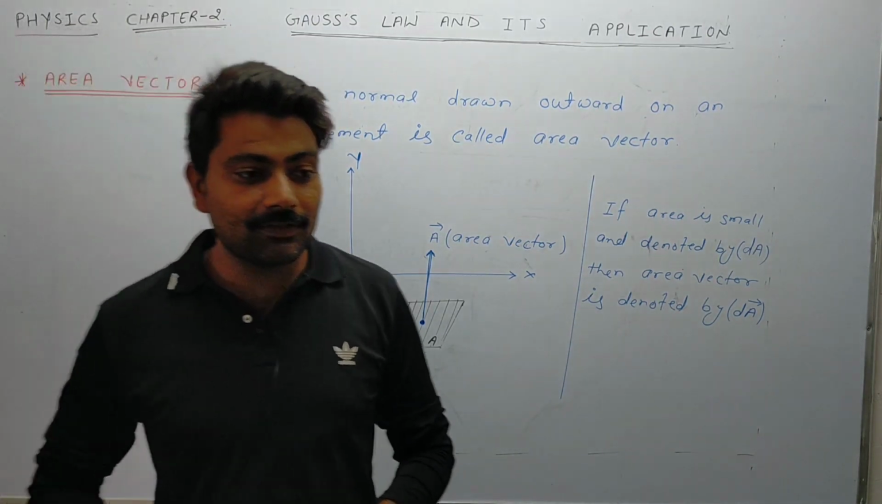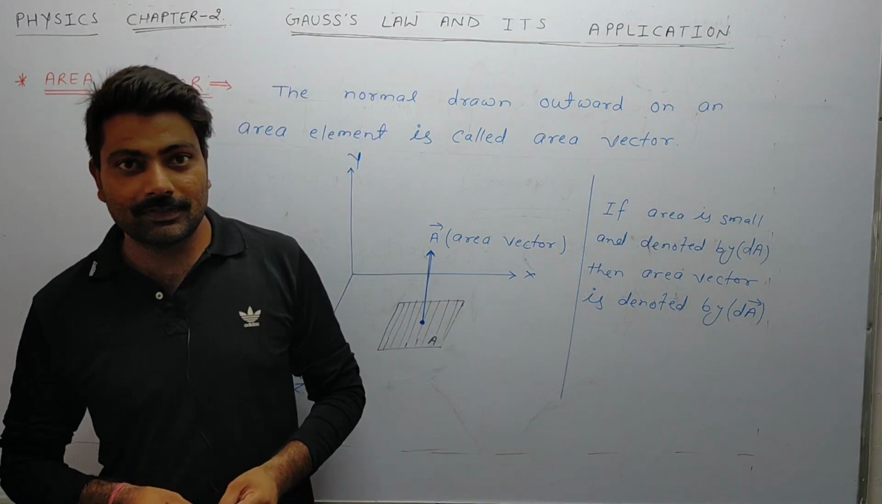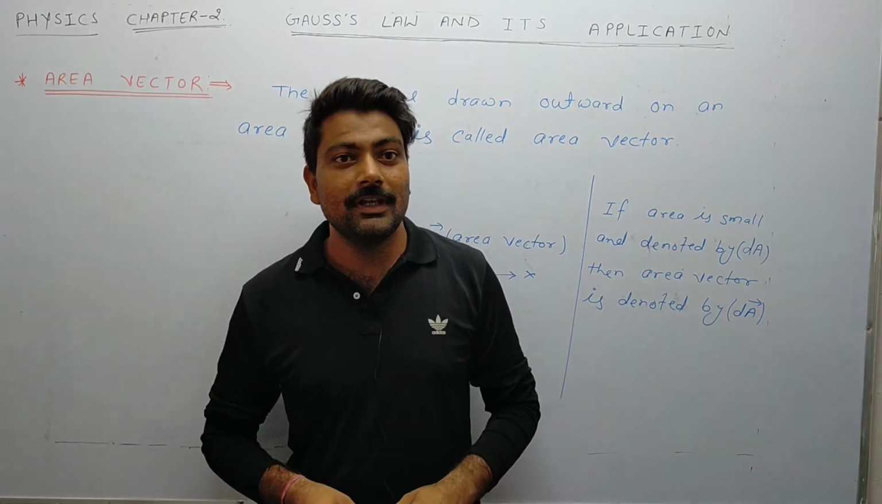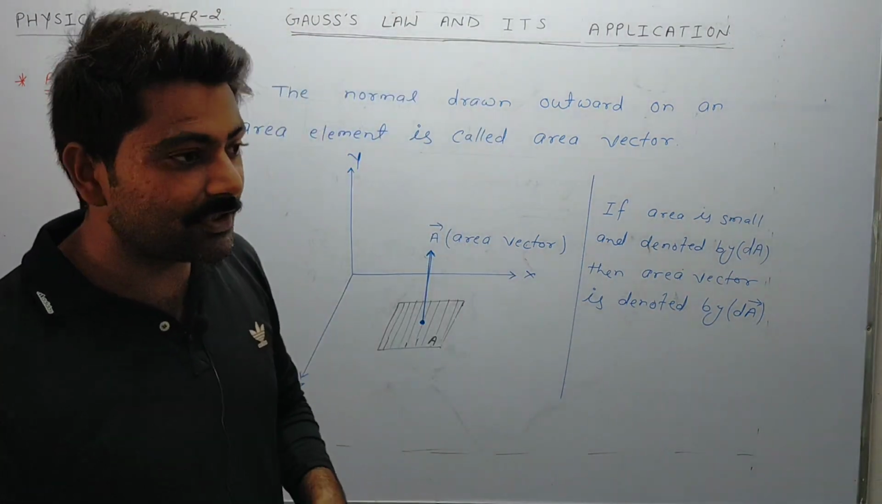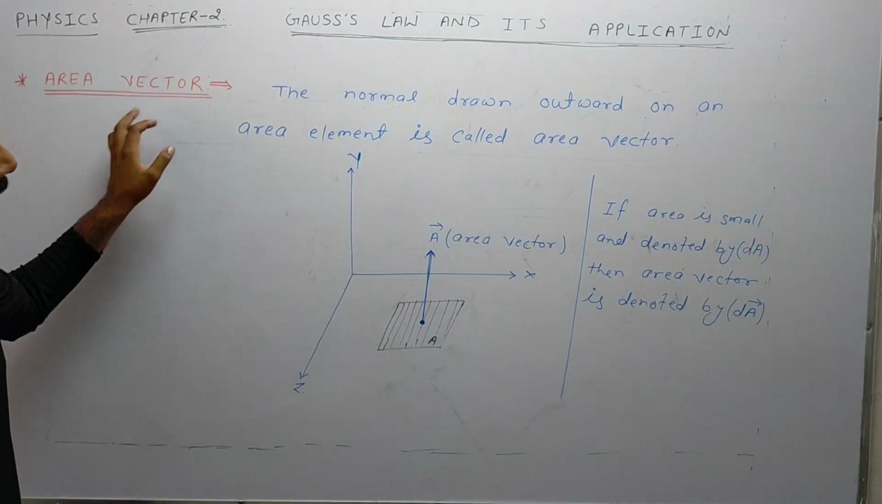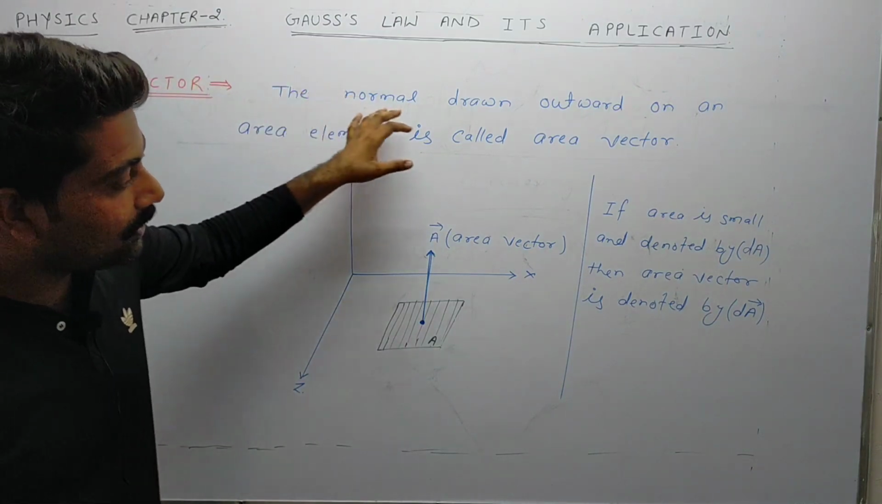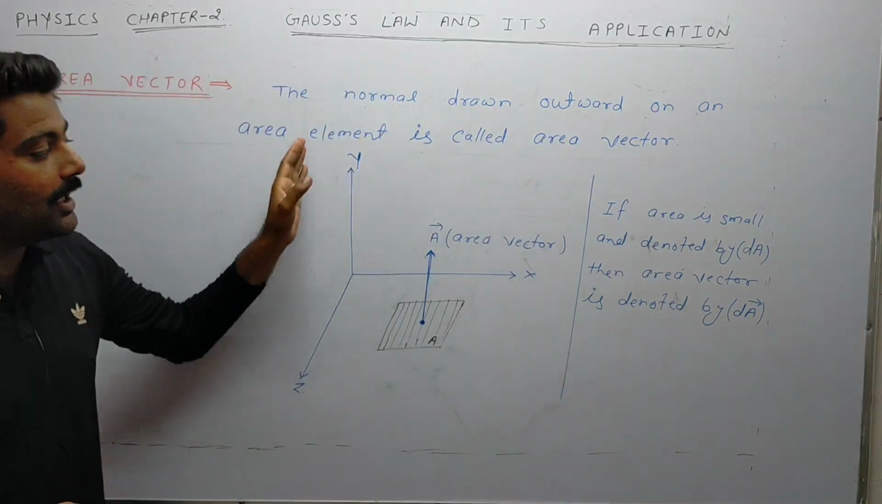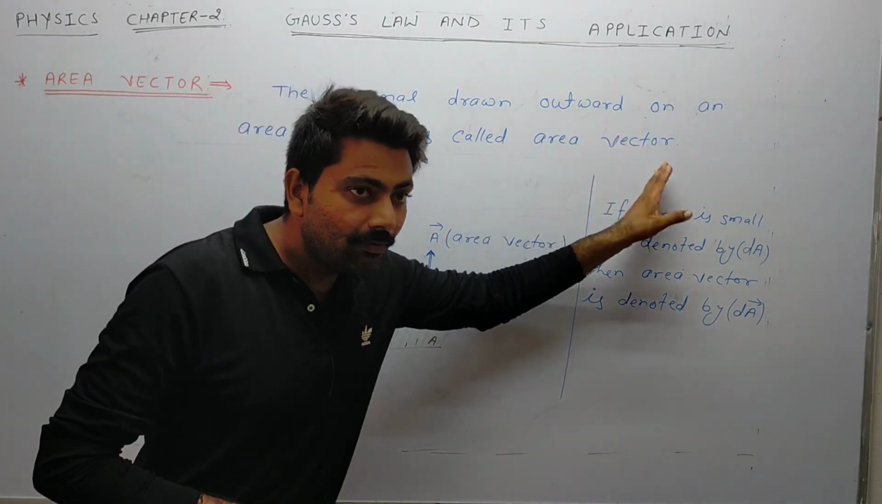And here we discuss the second chapter of our syllabus, Gauss's law and its application. First of all, we discuss area vector. What is area vector? The normal drawn outward on an area element is called the area vector.